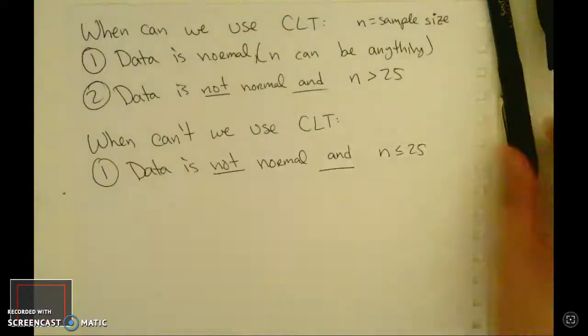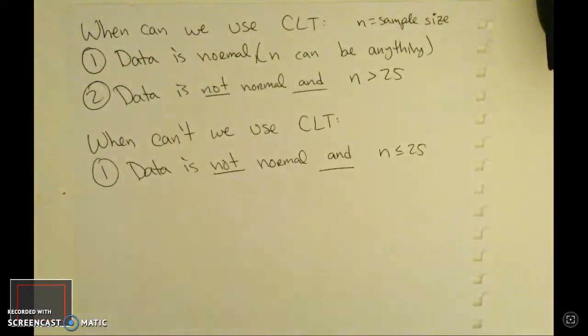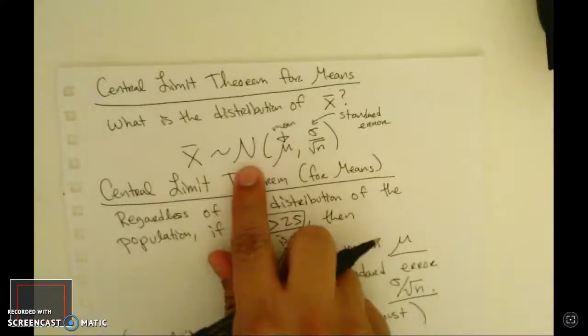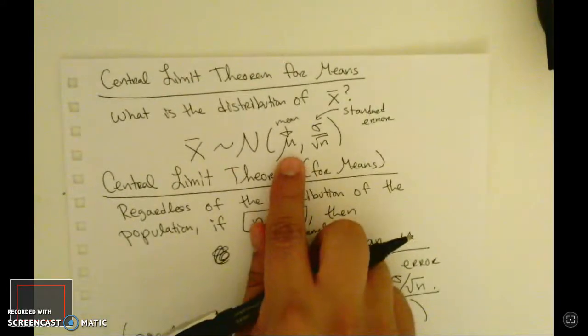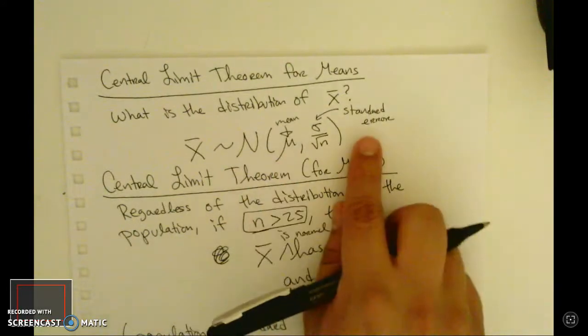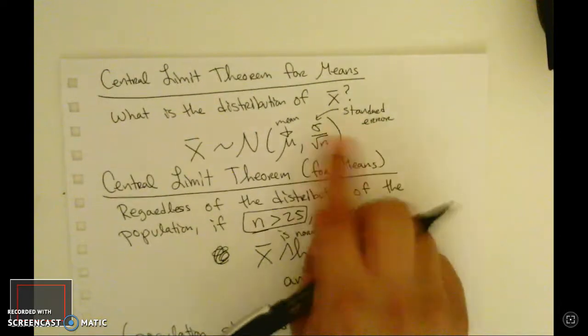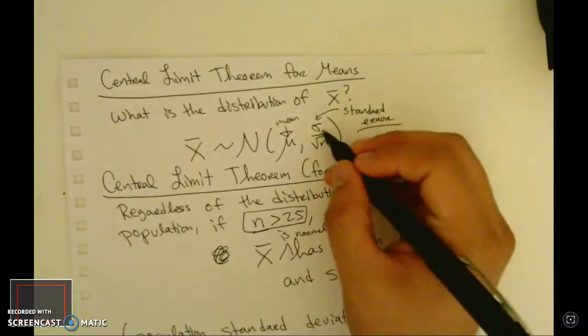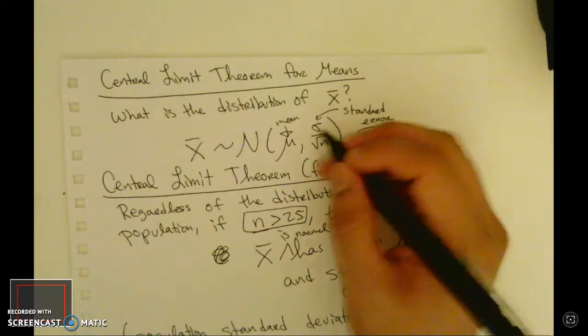Okay, so this is going to be the continuation of the central limit theorem. We saw that x bar is normally distributed with a population mean of mu and a standard error of sigma over square root of n. So this is what we said. So when can we use the central limit theorem?